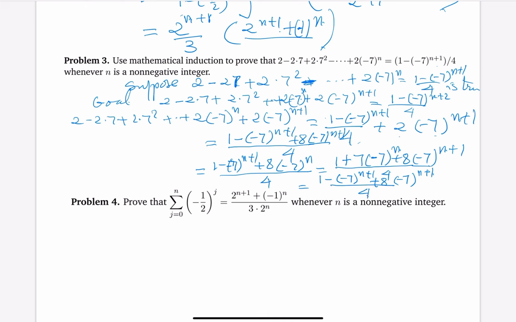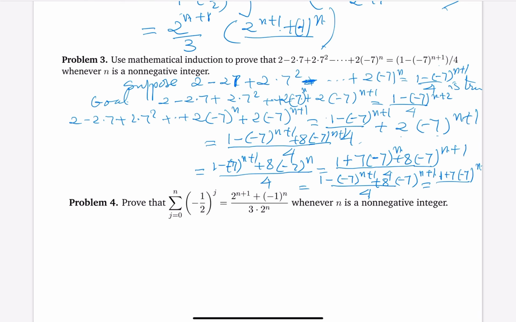So now you can add them. If you add them, you have 7, and then you have 1 plus 7, (-7)^(n+1). And then if you add them here, you have 1 minus (-7)^(n+1), plus 2, because you change it here to positive. Negative times negative becomes positive. That's why I did it here. This is your final answer, and this was your goal also. Very good. Okay.